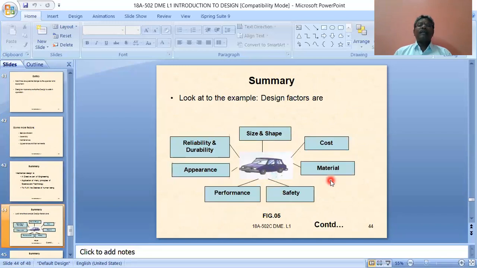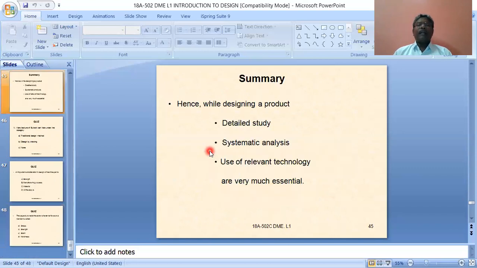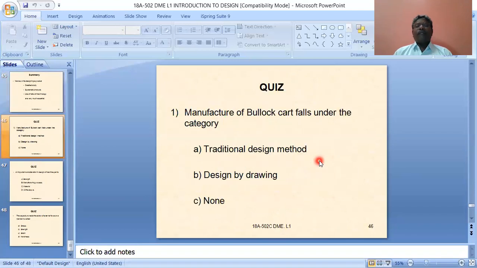This is the mechanical engineering design or machine design. Let us see the design factors. If you want to design a car, first of all you have to take its shape and size, cost, material, safety, performance, appearance, reliability, and durability. And while designing a product, detailed study, systematic analysis, and use of relevant technology are very essential factors.